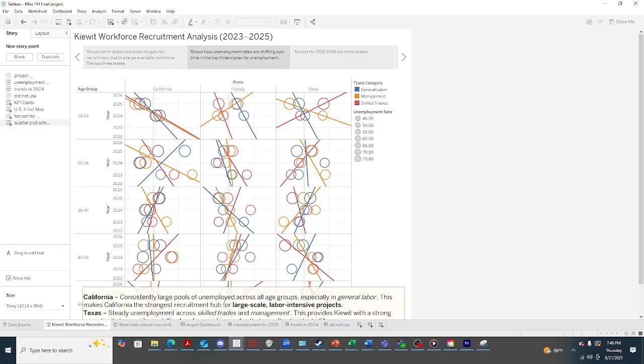Now I'm showing you my scatter plot, which shows year-over-year percentage change in state trends. This scatter plot compares states by unemployment size and year change. States trending upward may have growing pools, while declining trends suggest shrinking availability.